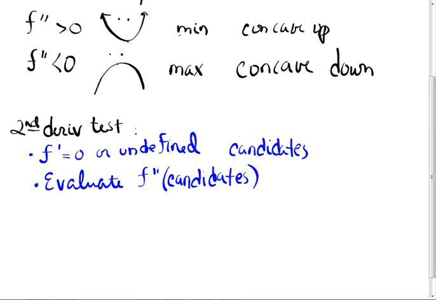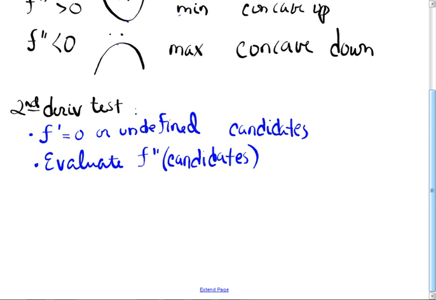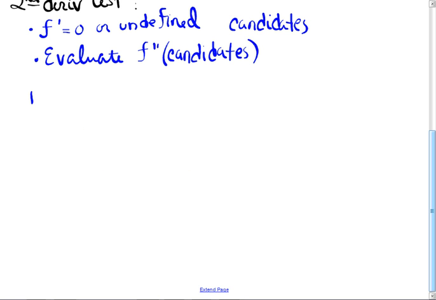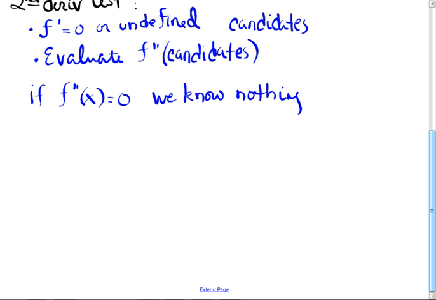What if the second derivative is 0? What do we know? If f double prime of x equals 0, guess what? We know nothing. Let me give you an example of that. And we're going to use this example twice.